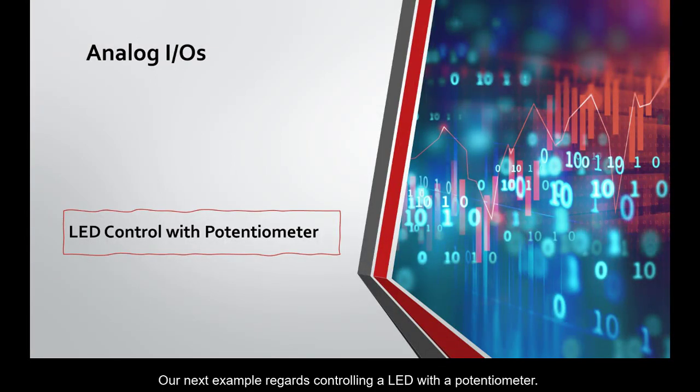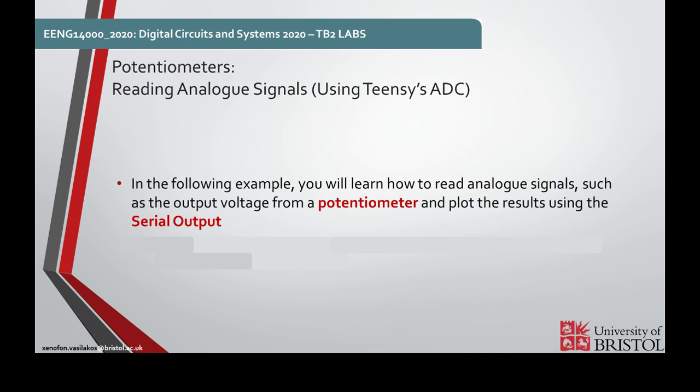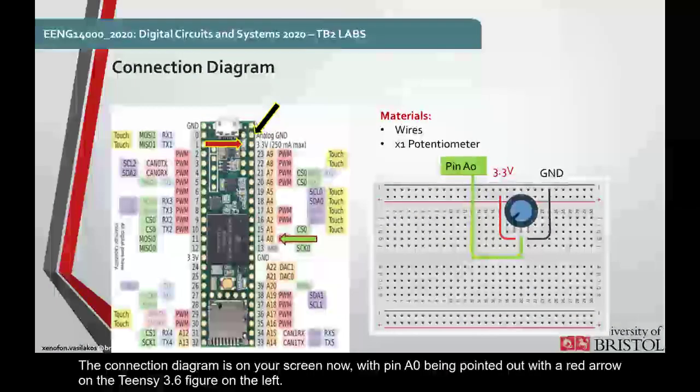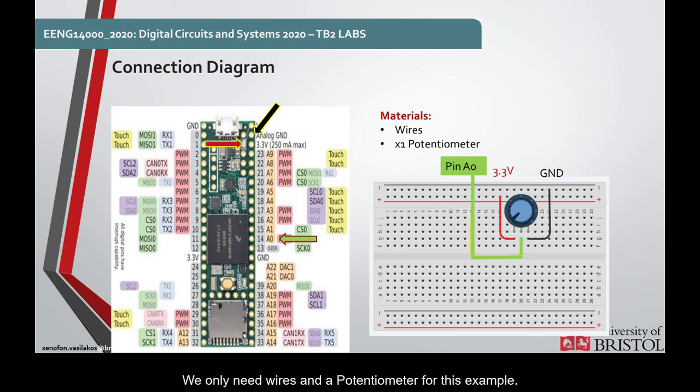Our next example regards controlling a LED with a potentiometer. Specifically, you will learn how to read analog signals, such as the output voltage from a potentiometer, and plot the results using serial output. The connection diagram is on your screen now, with pin A0 being pointed out with a red arrow on the Teensy 3.6 figure on the left. We only need wires and a potentiometer for this example.